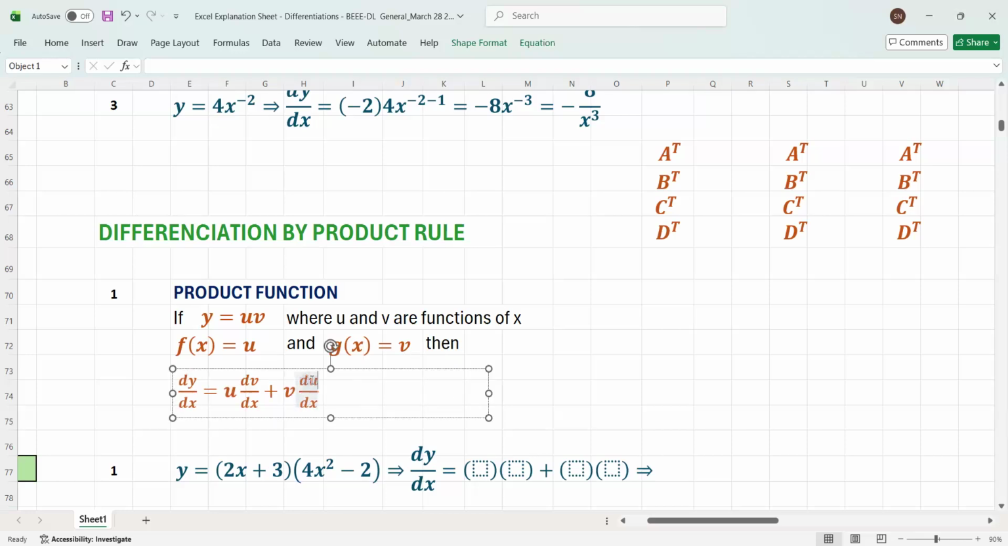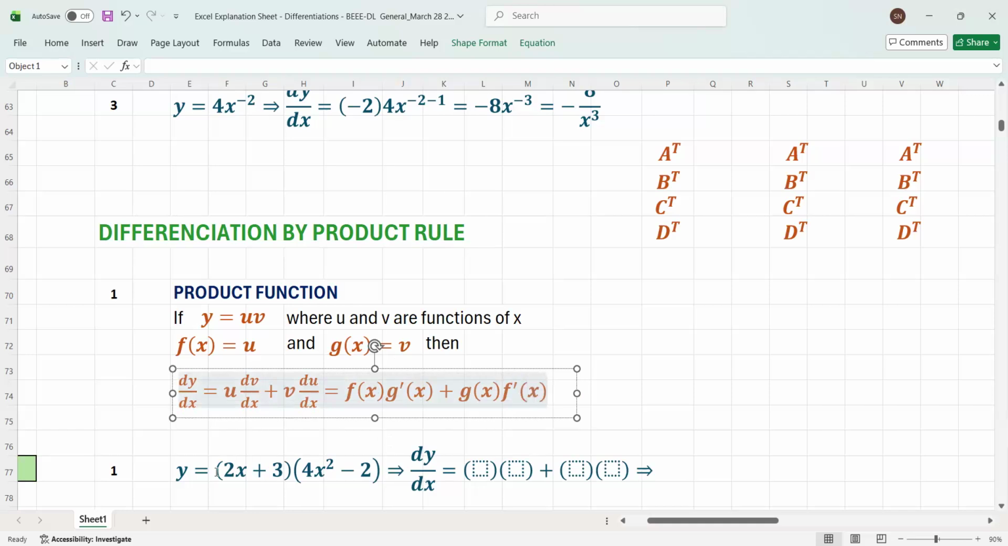So I can continue and rewrite this. If u is f of x, it means keep f of x constant, and then you differentiate g of x, plus you keep g of x constant, and now you differentiate f of x. Okay, so this is how we approach the product rule.